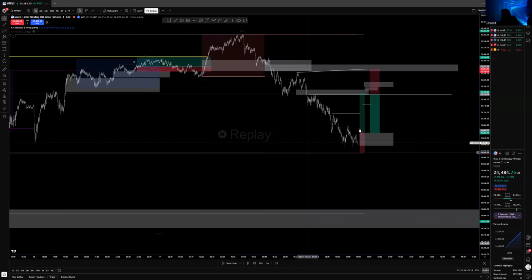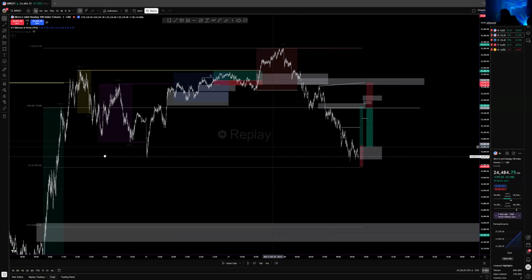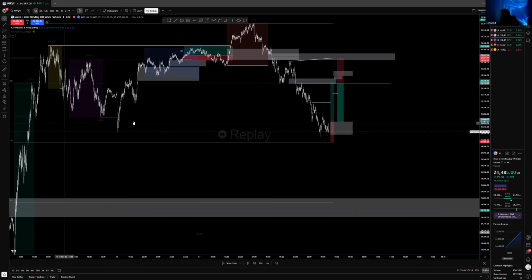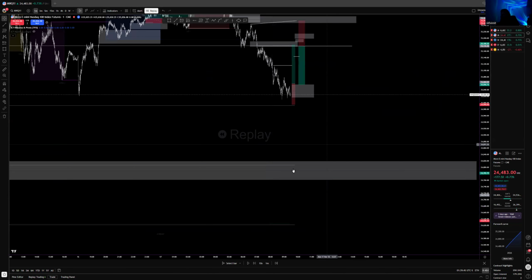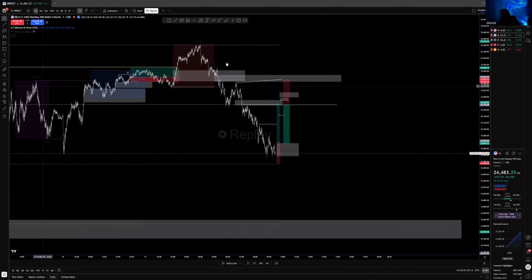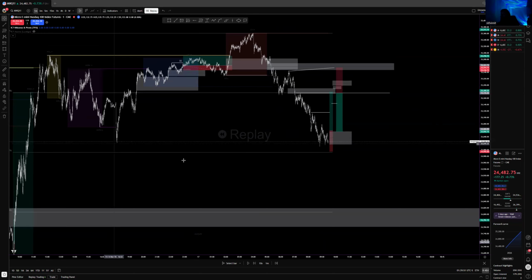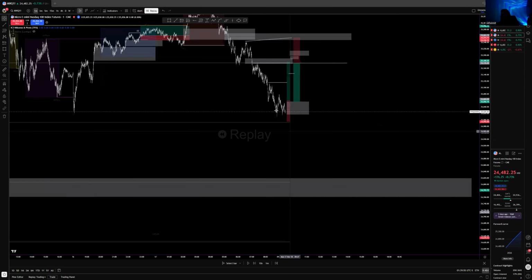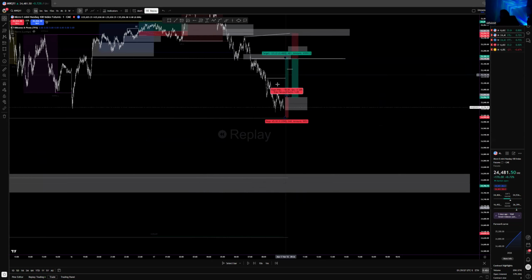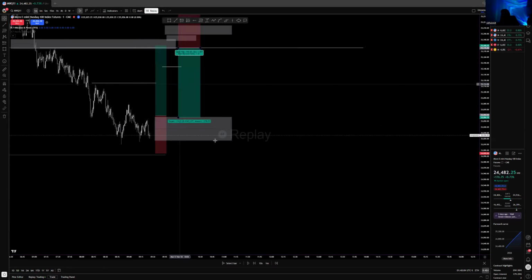Okay, I cannot do it all over again, so now I'll just explain. We are inside a 15-minute imbalance and also 50% of that whole range. What I want to see is a sweep above this low, which happened right here. I want the price to come back down to 50%, test that zone, and then give me a reversal pattern, something like this.